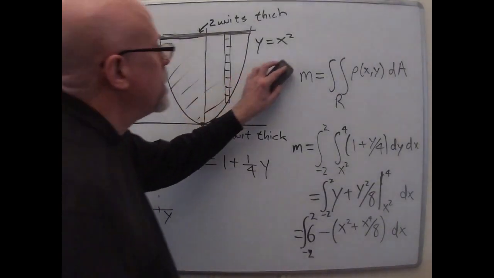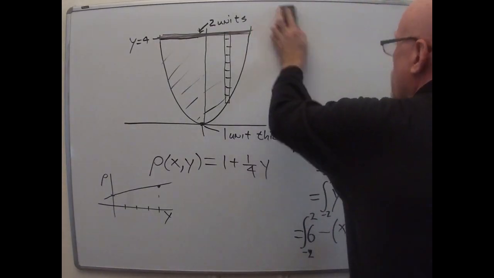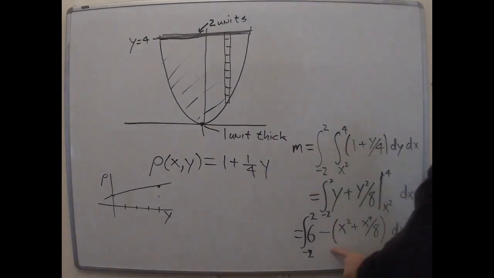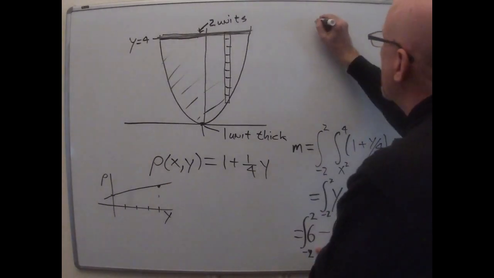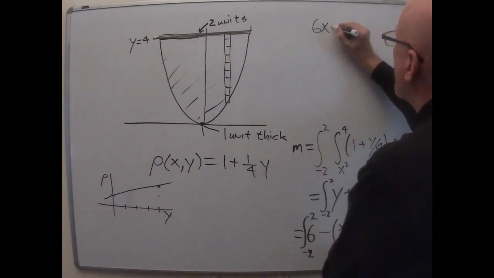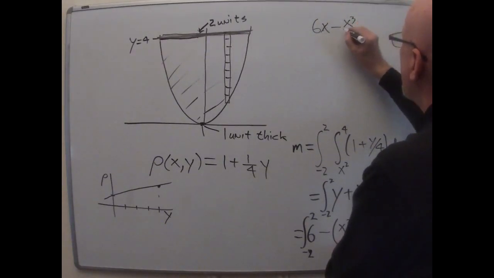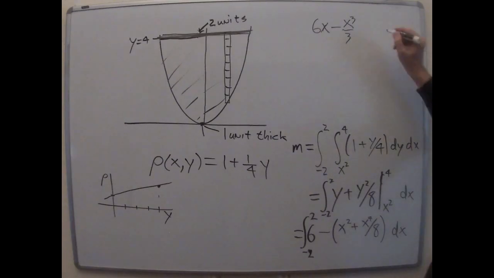How about if I just steal a little area at the top right of the board so we don't have to erase too much, and finish off this integral. Now we're integrating with respect to x, so 6 becomes 6x. Minus x squared becomes minus x cubed over 3. And minus x to the 4th over 8 becomes minus x to the 5th over 40.